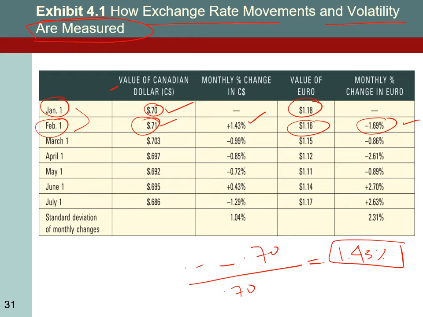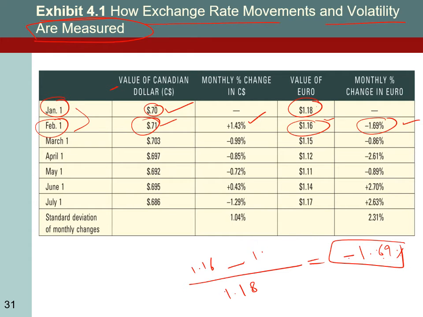And how is this value calculated? Let's do that. This is new spot rate 1.16 minus old spot rate 1.18, divided by 1.18. Since the old spot rate value is higher, the answer is minus 1.69%, right?